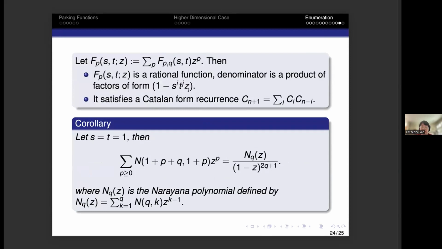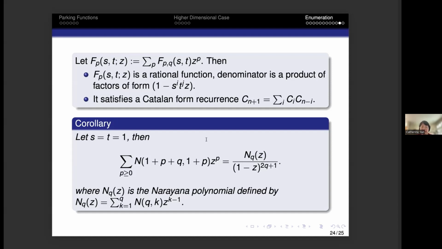So what we have found is that if we take a generating function, then it satisfies a Catalan-form recurrence. Catalan-form recurrence means there's a degree-2 recurrence in terms of convolution. And from there, we can obtain that the generating function is always a rational function, where the denominator is very neat. It's always a product of factors of this simple form. The whole expansion is complicated and has a lot of terms, so I didn't write it down here.